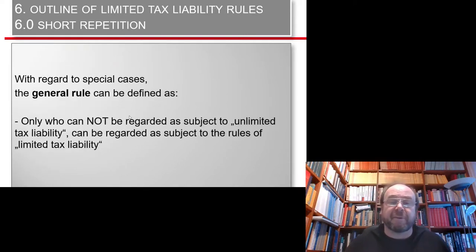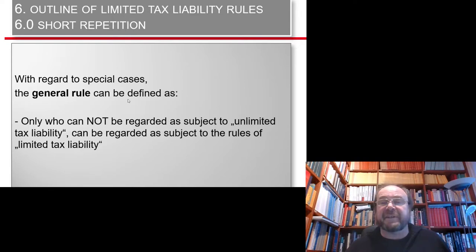So good. Now, the general rule can be defined as: limited tax liability always is to be tested only in cases where unlimited tax liability cannot be found. So it's clear that when you test a case, first you test all possibilities that there could be unlimited tax liability. Only when everything does not apply there, then you move over to limited tax liability.